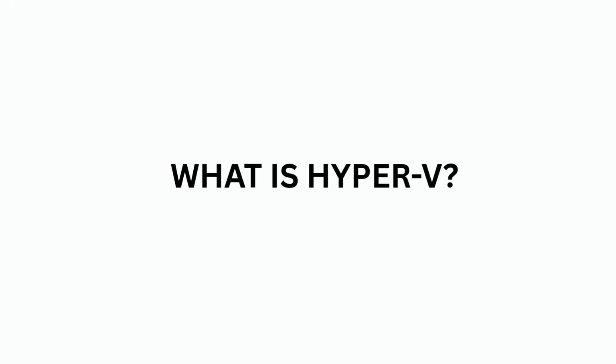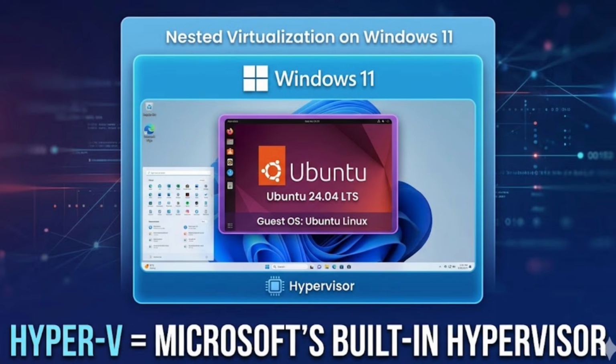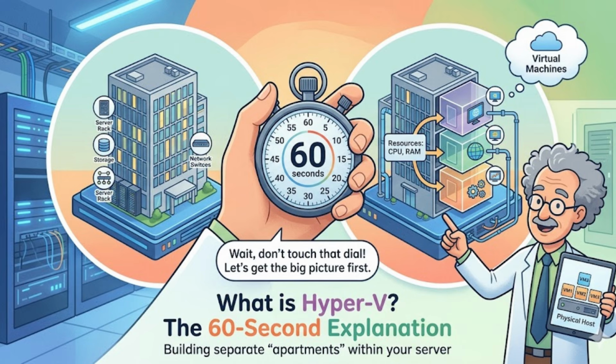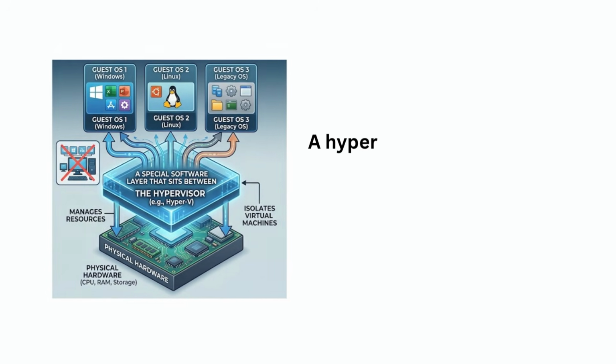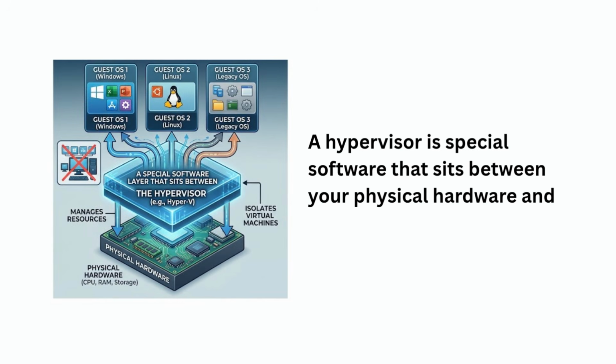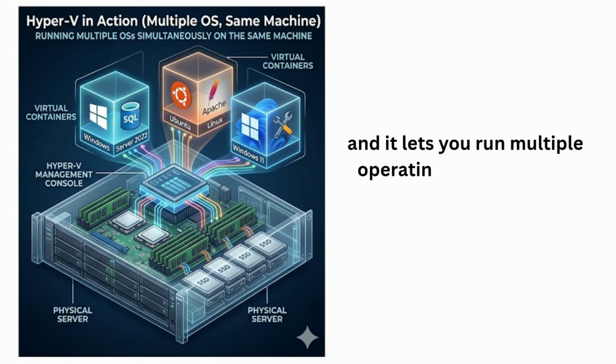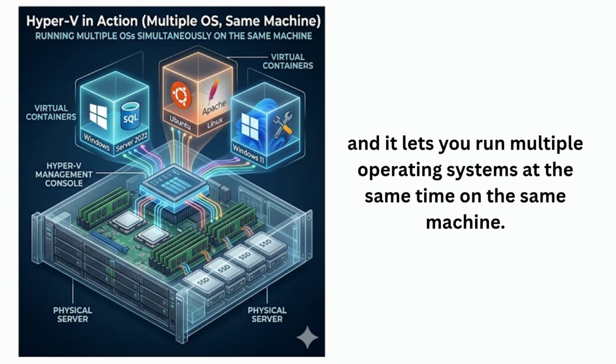Let's get into it. What is Hyper-V? Before we touch any settings, let me give you a 60-second explanation of what Hyper-V actually is, because understanding this will make every step make sense. Hyper-V is a hypervisor. A hypervisor is special software that sits between your physical hardware and your operating systems, and it lets you run multiple operating systems at the same time on the same machine.